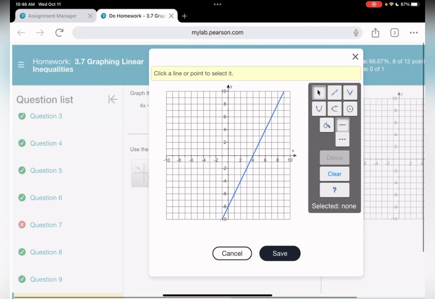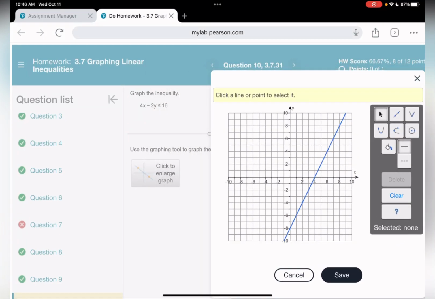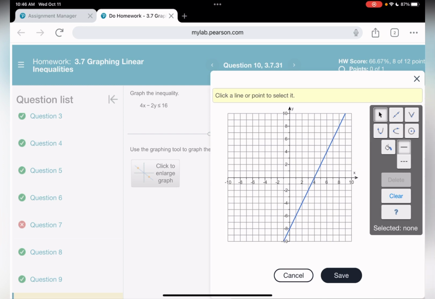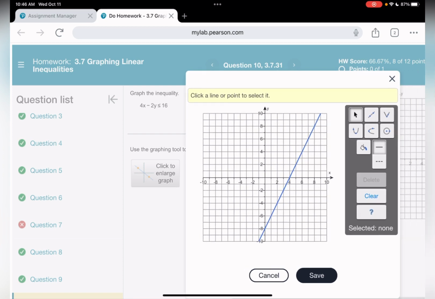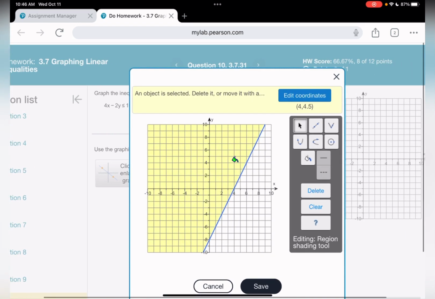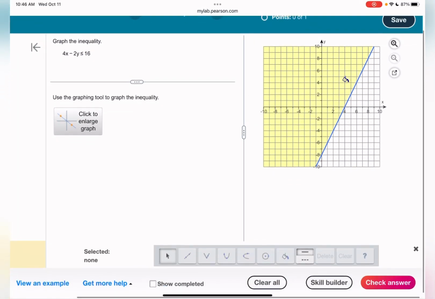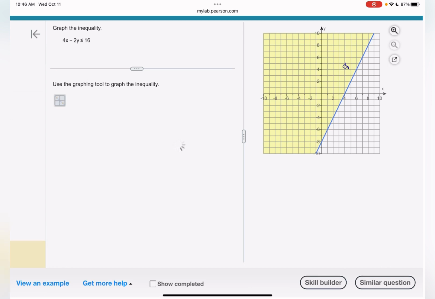So, positive 2, positive 1. If I plug in x as positive 2, I'm getting 4 times 2 is 8, and minus y is 1, minus 2. So 8 minus 2 equals 6, which is less than 16. So this is going to be a true case. The shaded area represents the solution. Okay.